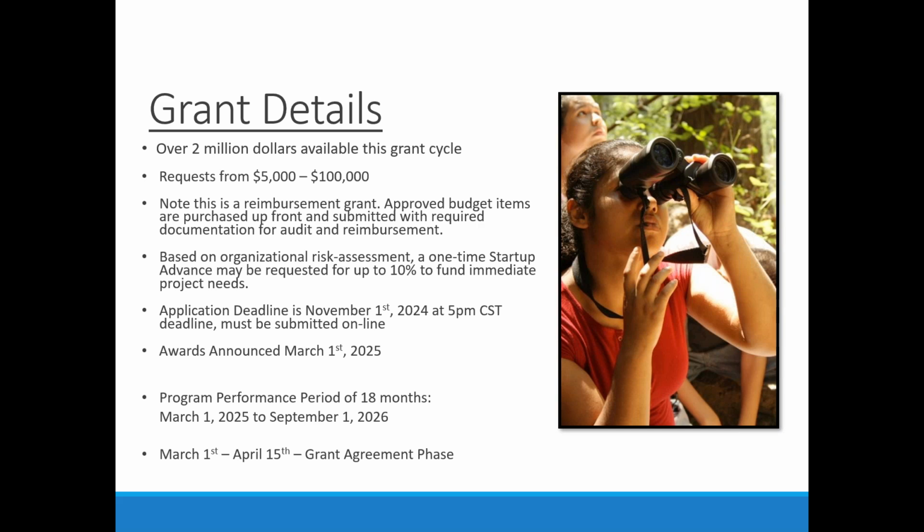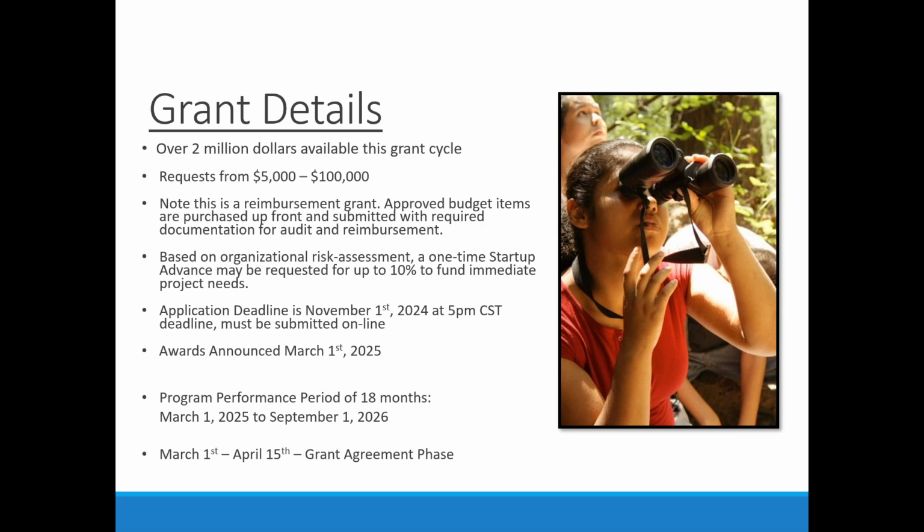Grant applications are submitted online through the Recreation Grants Online, or ARGO system, and we'll talk a little more about that later. The deadline is November 1st at 5:00 p.m. Central Standard Time. It's very important to note we have no exceptions to that rule. It's an online system. At 5:01, it will no longer accept grant applications, and there is absolutely nothing we can do about that. So please start your application early, get your ARGO account started early, and submit as early as you can within reason.